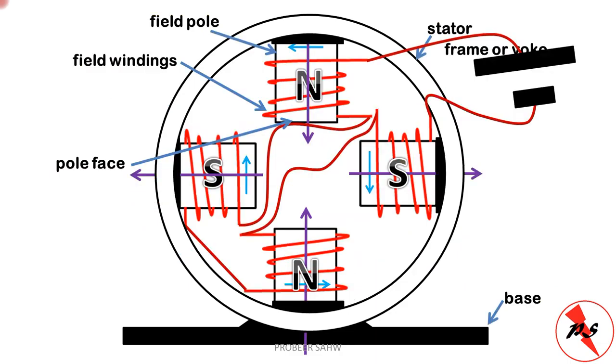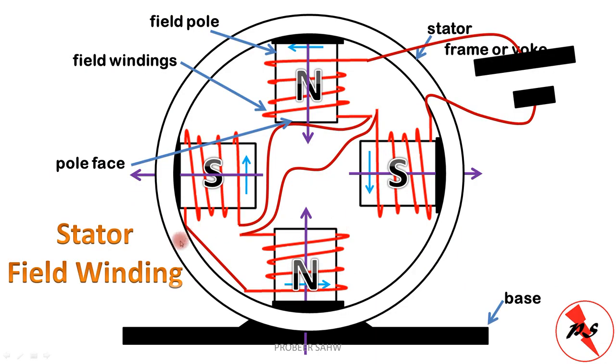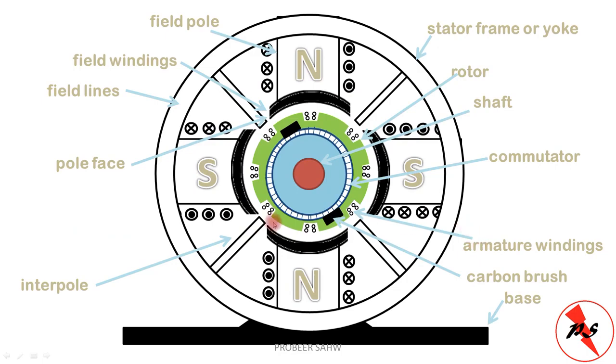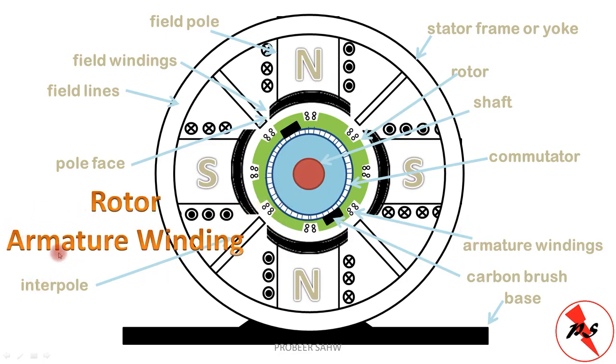So the field windings are always on the stator. In DC machines, the field windings are on the stator. You can see these field poles are part of the stator. So these field windings are on the stator. This is a very important question that is asked to students most of the time in exams as well as in viva. In DC machines, the stator has the field winding and the armature winding is on the rotor. This is the armature winding, which is definitely on the rotor.